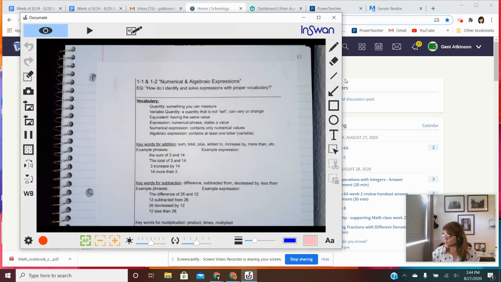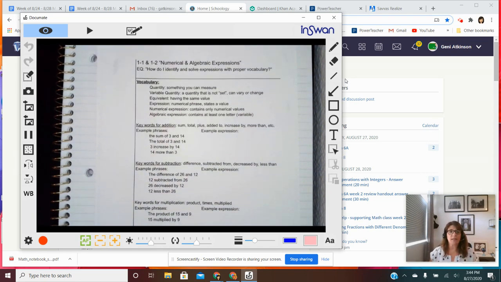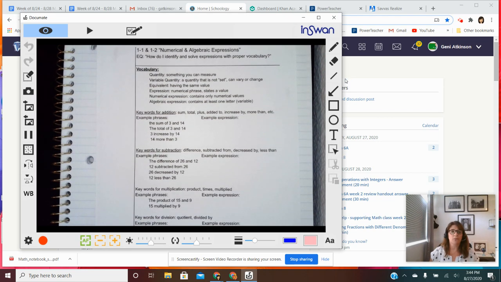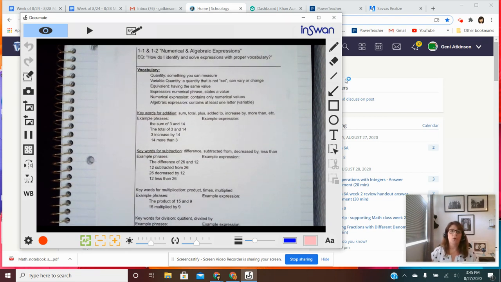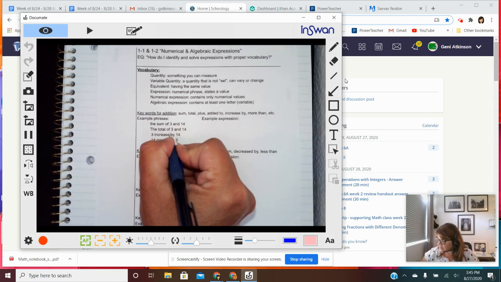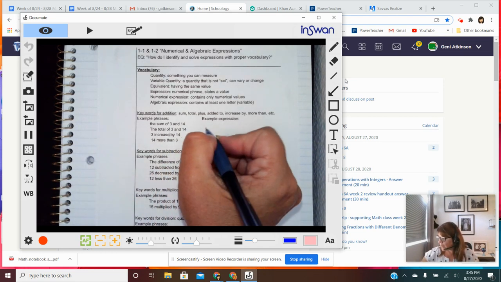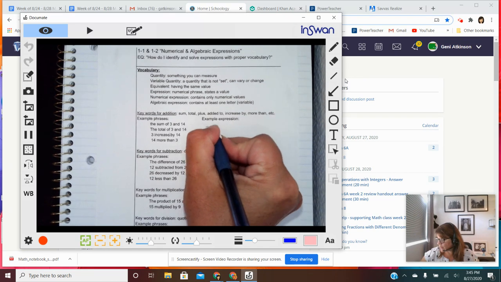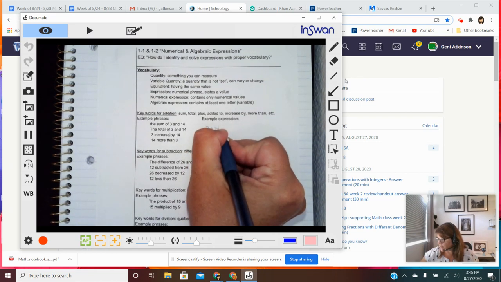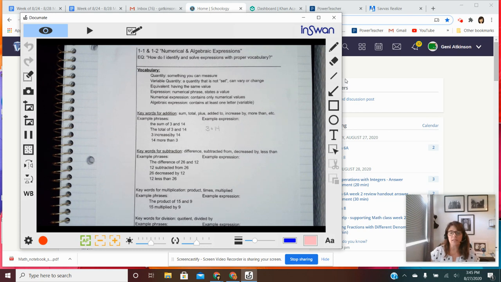Okay. So when I see phrases like the sum of 13 and 4, or the total of 13 and 4, or 3 increased by 14, or 14 more than 3, I think this, 3 plus 14. Now, the nice thing in math is that you can add in either order. Okay, so the order isn't very specifically important. And you're going to learn the name of that law in a couple days.